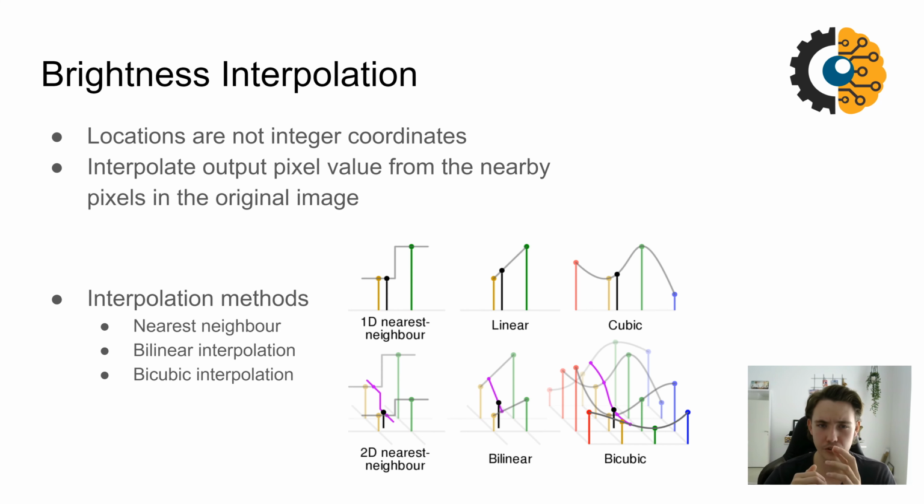So the last thing we're going to talk about in the slides before we jump into Visual Studio and I show you some actual practical examples is brightness interpolation. It's when we have locations that are not integer coordinates, then we can interpolate our output pixel value from the nearest pixels in the original image. There are different methods to do that interpolation, and the simplest one is the one-dimensional nearest neighbor, where we just go to the nearest neighbor among the points.